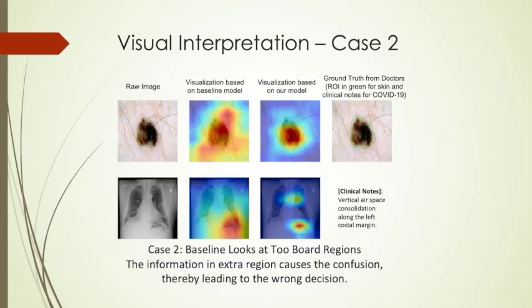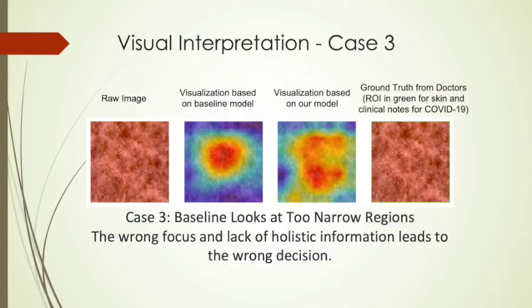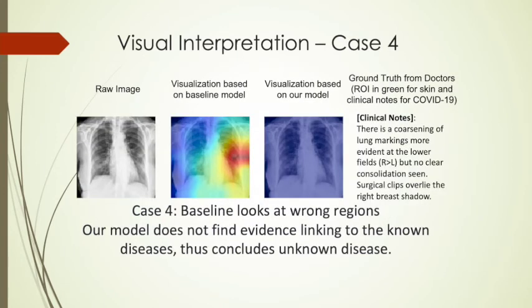In the second example of our result, the baseline model looks at two broad regions, leading to a wrong decision. In contrast, our model looks at much more focused regions. The third example shows the baseline model looks at two narrow regions, leading to a wrong decision. The fourth example shows again the baseline model looks at the wrong region, and our model does not find evidence linking to the known disease, thus concludes it is an unknown disease.